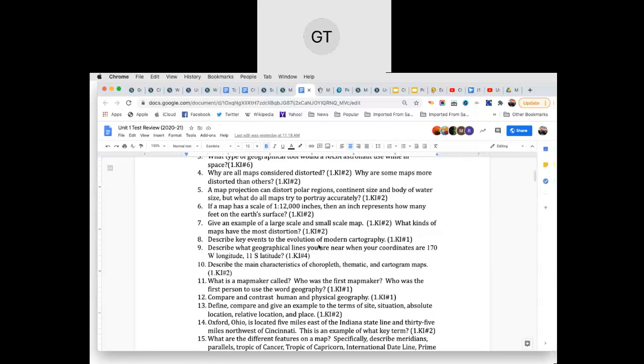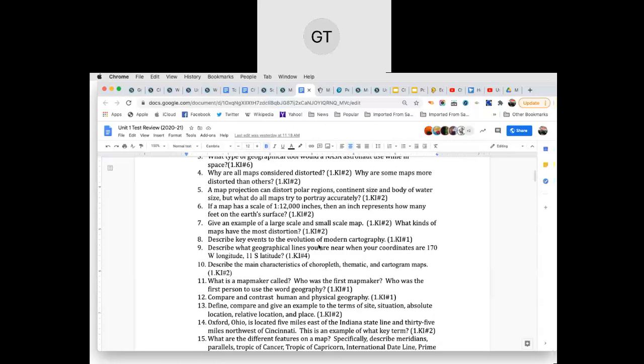There have been contributions by both the Chinese and the religion of Islam. There's been contributions by the Romans and Greeks, such as Ptolemy, who noted the Earth is spherical. Those are the main things you need to know for the evolution of modern cartography.